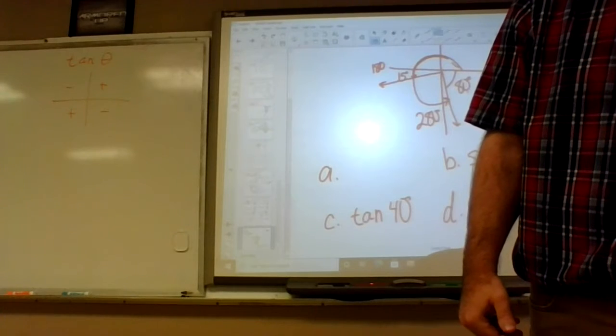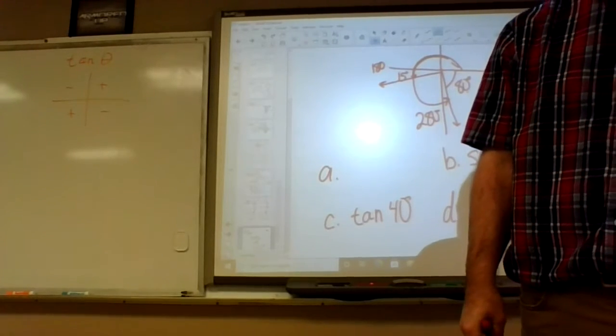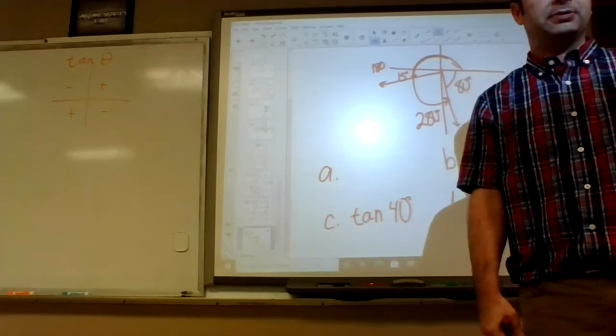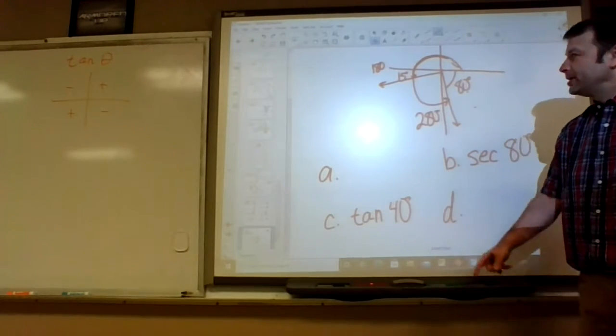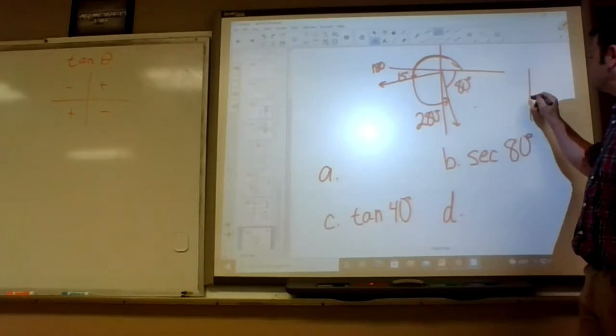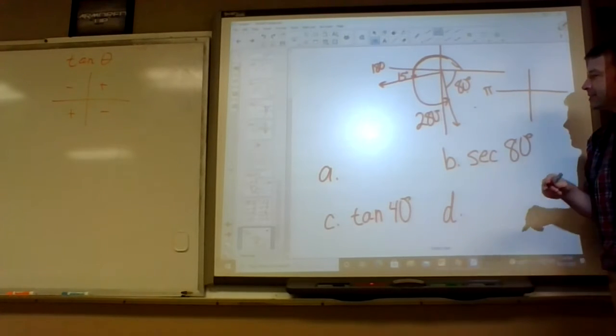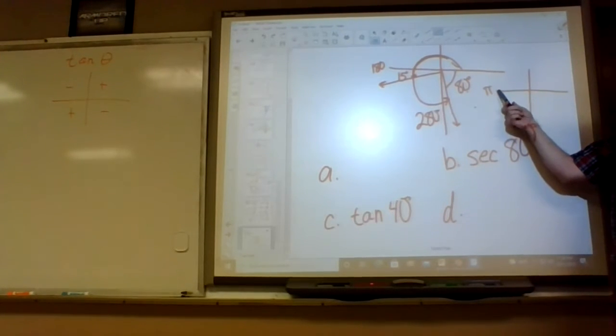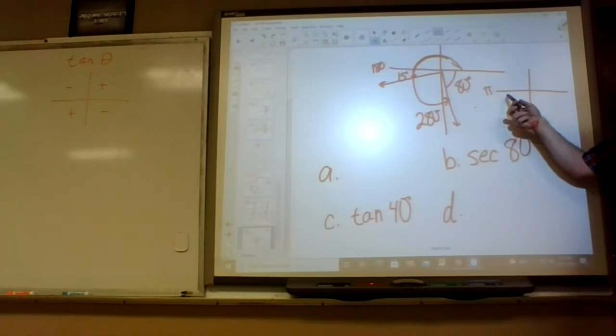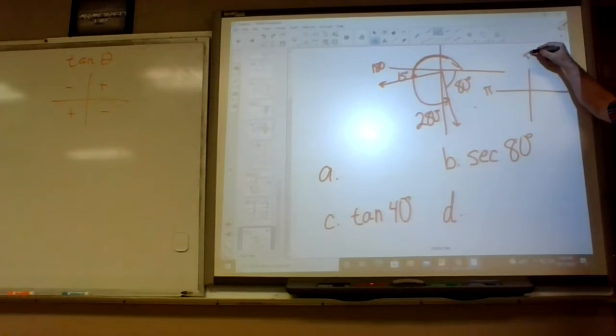Okay, secant of 2. So if it just says 2, what are we talking about? Radians. Usually they've done degrees with us. This is pi radians, or in other words, it's 3.14 radians. This is pi over 2 radians, or in other words, 1.57.